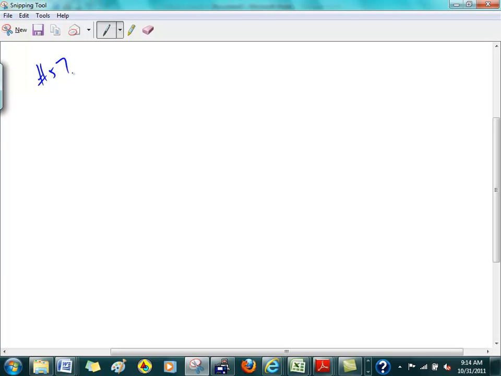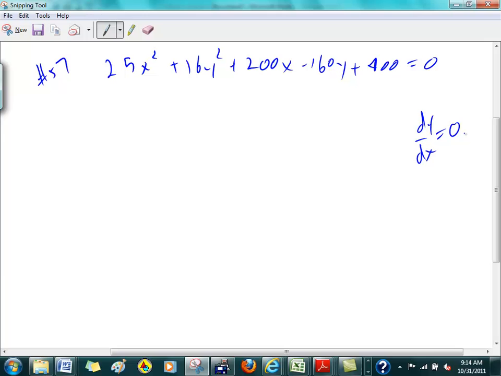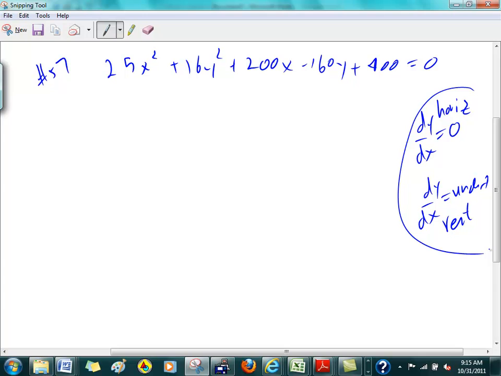Find the points at which the graph of the equation has a vertical or horizontal tangent line. 25x squared plus 16y squared plus 200x minus 160y plus 400 equals 0. So the question's asking you, when is y prime equal to 0? That will give you the horizontal tangent. When is it undefined? That will give you the vertical tangent. So these are equations that we'll have to solve once we find dy/dx. You with me? So let's go differentiate.